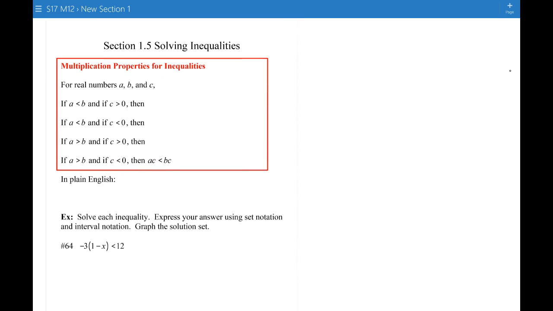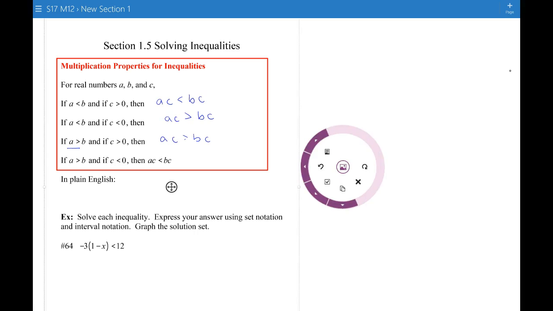Okay, now this is in a red box because it's different and important and easy to forget. So the multiplication property for inequalities says, if I have a is smaller than b and c is a positive number, then when I multiply both sides of the inequality, it stays heading in the same direction. But if a is smaller than b and c is a negative number, then when I multiply by c, the inequality reverses direction. So again, if a is greater than b and c is positive, then ac stays greater than bc. But if a is bigger than b and c is negative, then the inequality reverses.